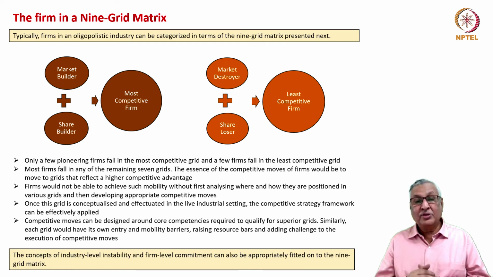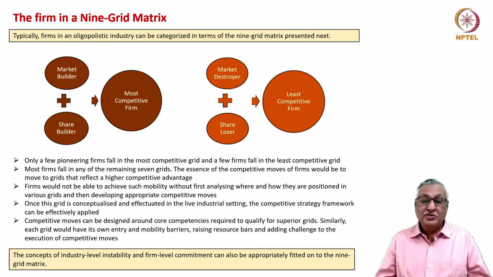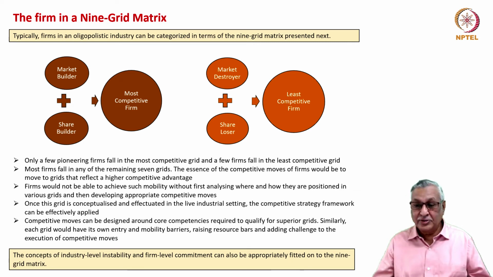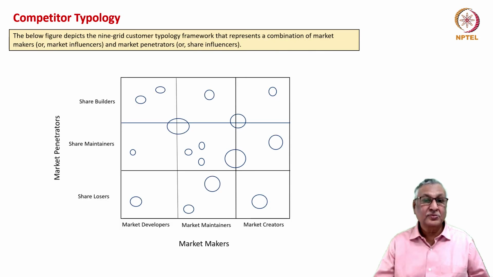We also have to remember that each grid would have its own entry and mobility barriers and its own ability to raise resources, adding challenge to the execution of competitive moves. These concepts of industry level instability and firm level commitment that we saw earlier could also be added to this 9-grid matrix. So let's look at this 9-grid matrix.